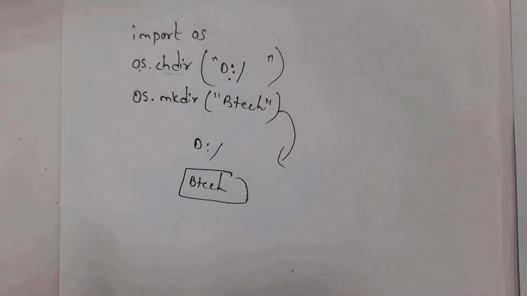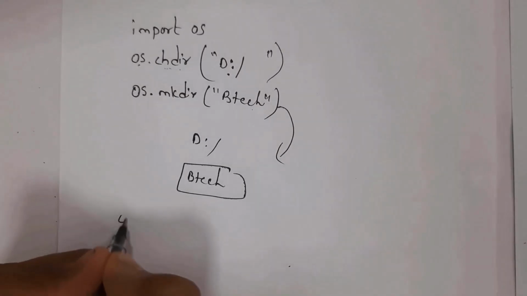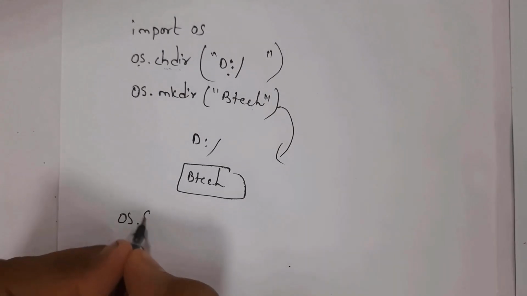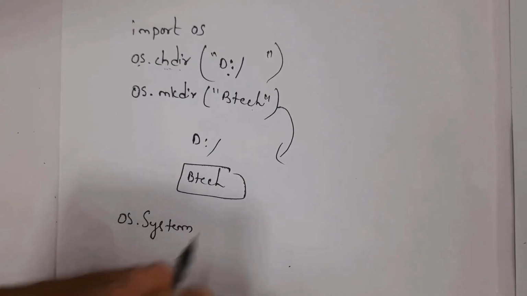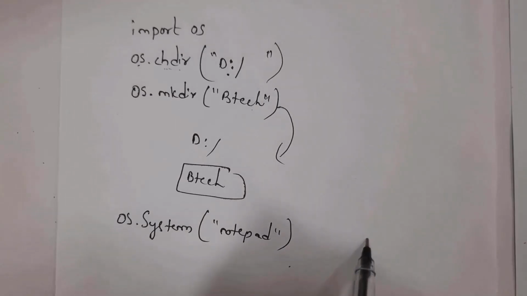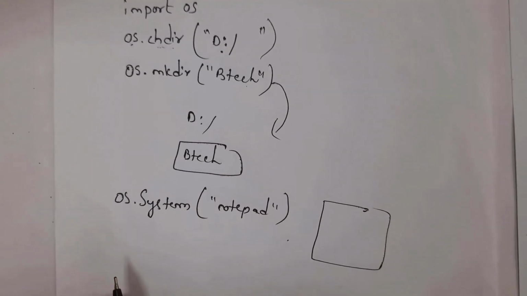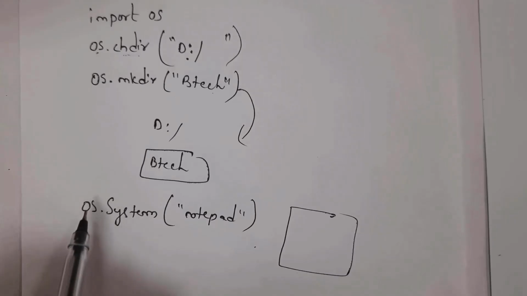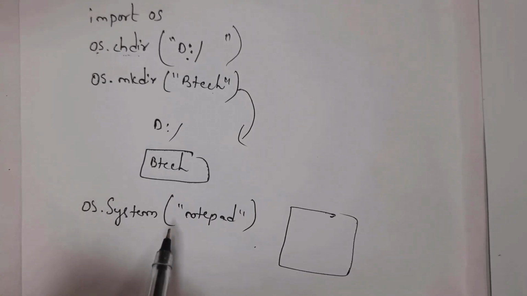Guys, for example, I want to open notepad. Just write here os dot, you can use the system function. Just write here system, and I want to open notepad, so write notepad. Whenever you write this line of code and click enter, automatically it will open notepad. For example, I want to open Chrome. Just write os.system, and inside the system function you need to write Chrome. So automatically it will open Chrome.